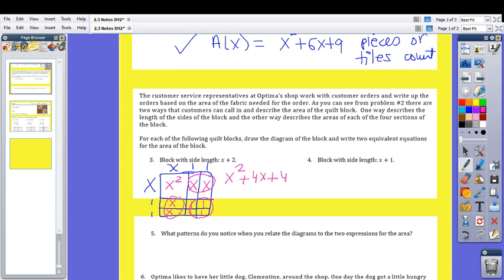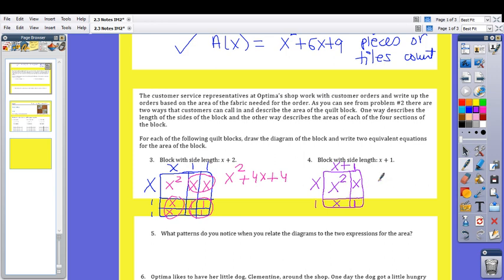Okay. Now let's figure out what's happening in this one. Here the customer requested the quilt with the side length x plus 1. So again she made the pattern and she came up with just one on each side, so x plus 1 and then x and then plus 1. This will become x squared. This is x tile and 1.